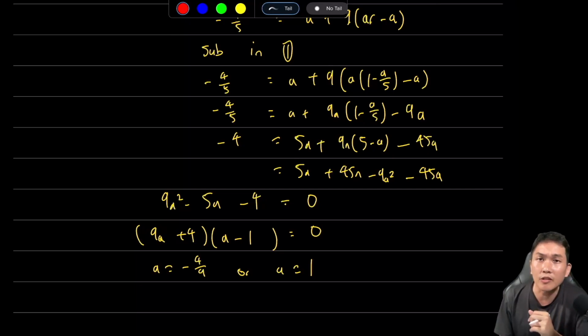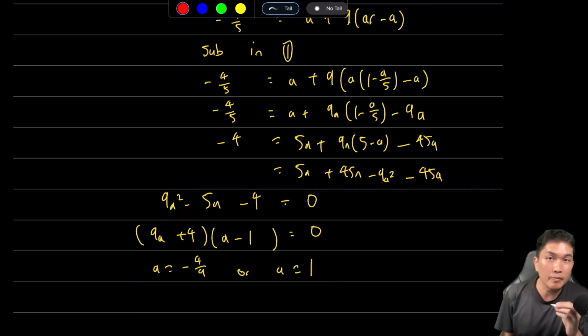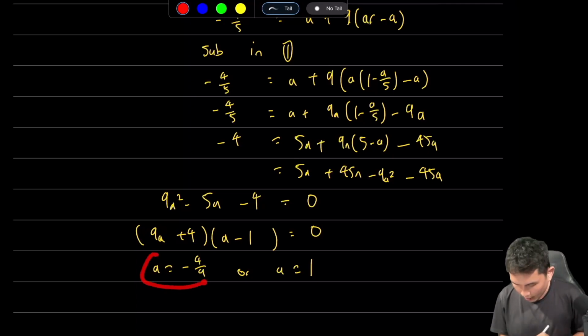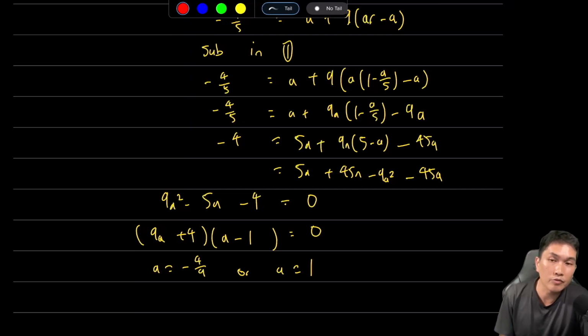Now the question tells us to show that A is equal to 1. So some of you might be tempted to say, okay, yep, I managed to show that A equals 1, but that is actually not sufficient. You still need to prove why we're going to reject A equals -4 over 9. If you haven't figured it out, maybe you can pause the video at this stage and see if you can find out a reason why we should reject A equals -4 over 9.